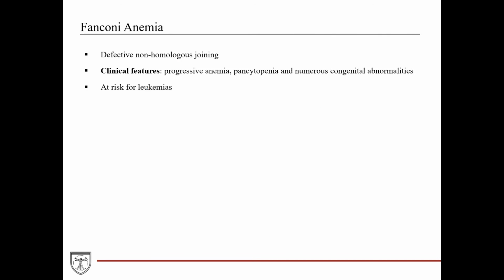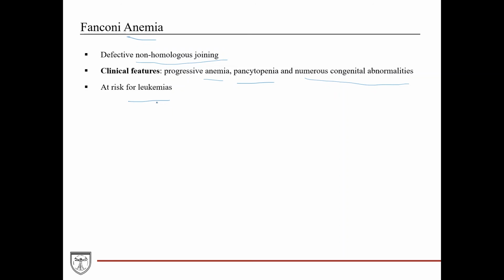Fanconi anemia, this is also defective non-homologous joining. Now this is due to a different gene, because you could ask, well, the last one was due to defective non-homologous joining. Why doesn't this one have the same symptoms? It's a different enzyme. There's multiple enzymes that carry out non-homologous joining. In the previous example, it was the ATM gene. In this example, it's a different gene. And it's specifically a gene that more so affects hematological function. So that's why you see, hence it's in the name, Fanconi anemia, you see progressive anemia, pancytopenia, and then numerous congenital abnormalities. And then these patients are at risk for leukemias, which makes sense.